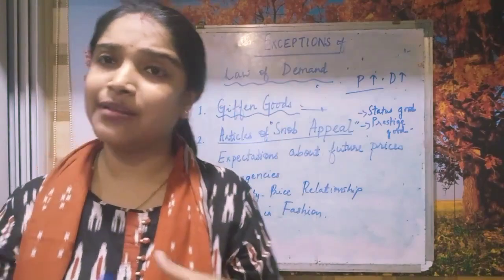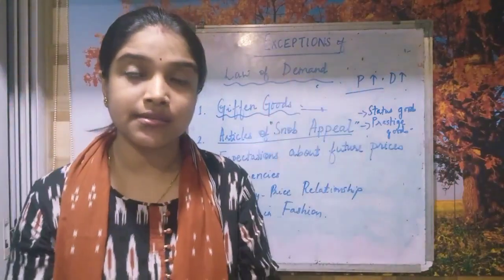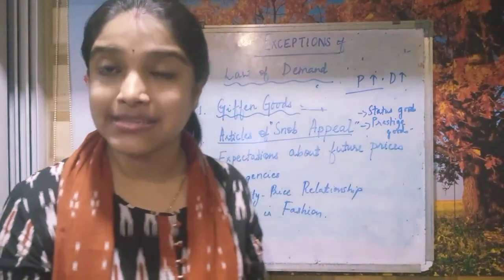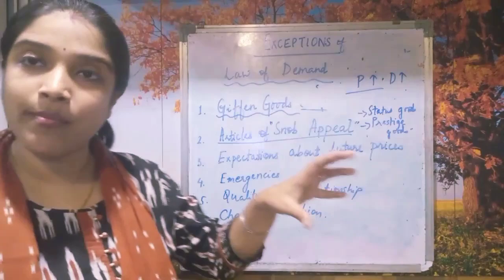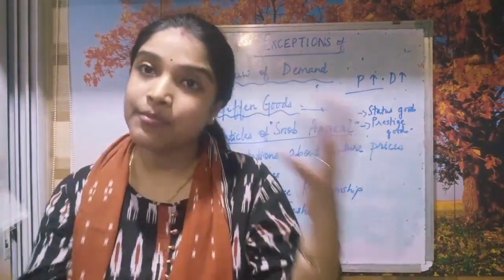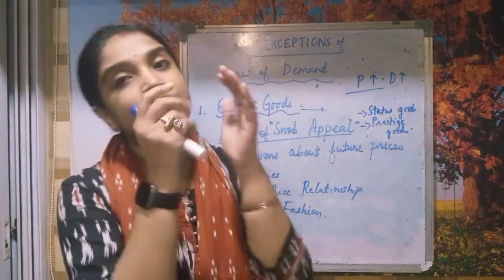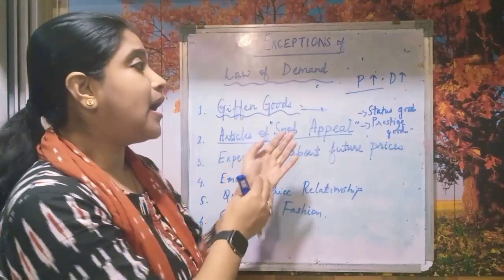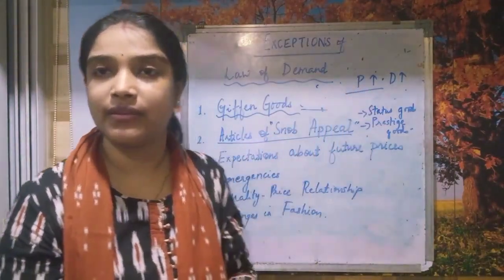For example, Shah Rukh Khan buying a Lamborghini car, he will not look at the price of the car, he will look at the product, he will look at the status, or he will look at this prestige that he gets when he buys the product. Okay, so such type of goods, articles of snob appeal, those goods which represent status, which represent prestige or honor in the society, for such type of goods we do not follow the law of demand. Here, even if the price is high, the demand is very, very high.